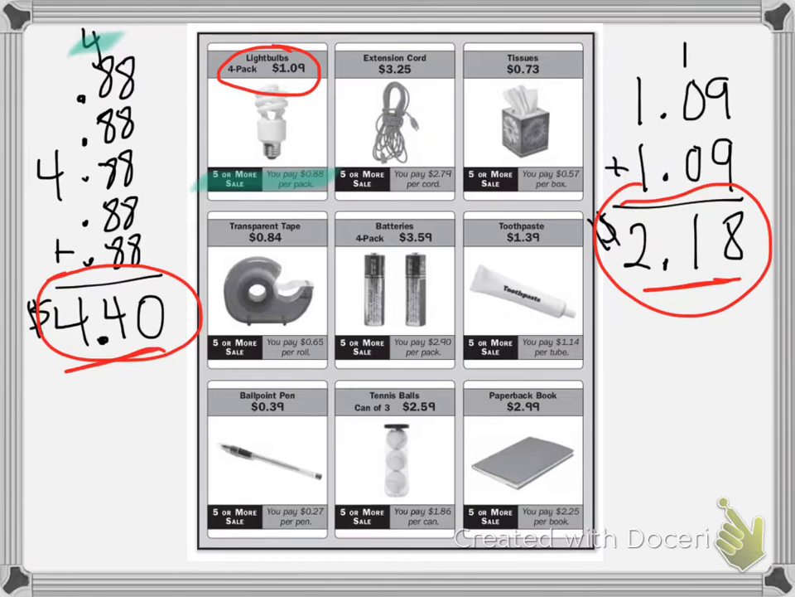So what we're going to be doing is we're going to be working on page 261 in your math journal. And we're going to be trying to solve some of these problems of how much things would cost in a store.